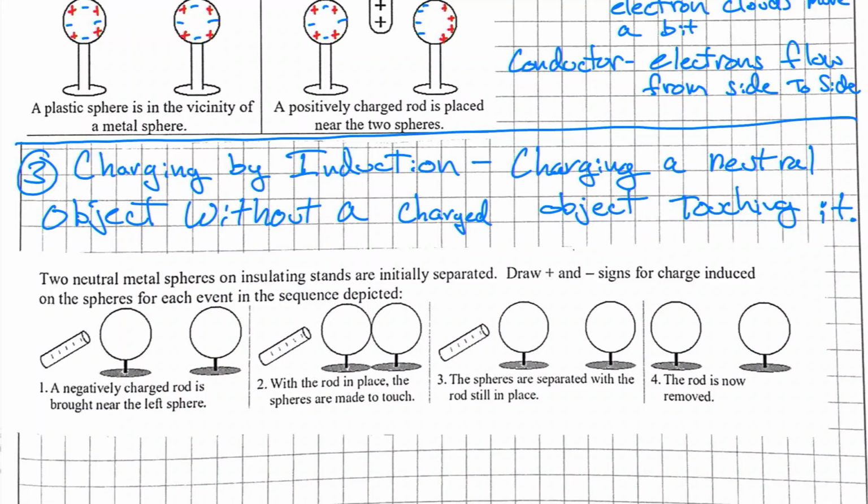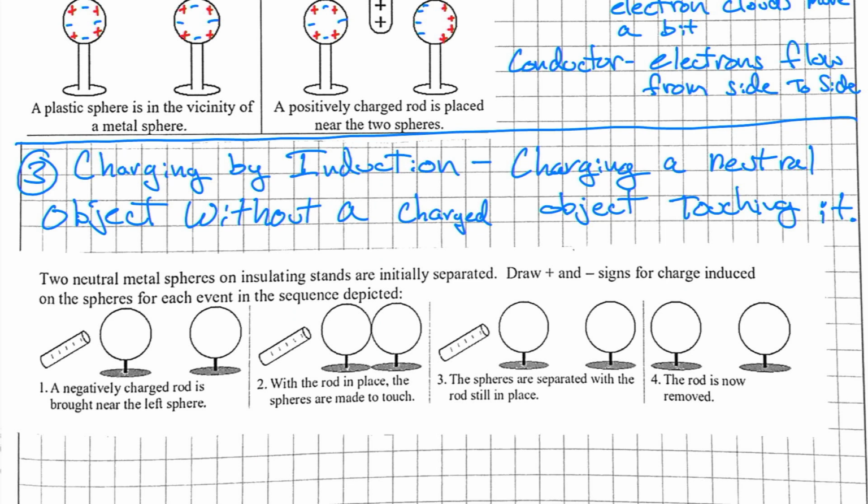The third way of charging that we're going to cover is charging by induction. That is charging a neutral object without actually touching it with a charged object. It still involves things touching, but the objects that are acquiring charge don't actually ever touch a charged object themselves. They're just brought near to a charged object. So we'll look at two examples of that.